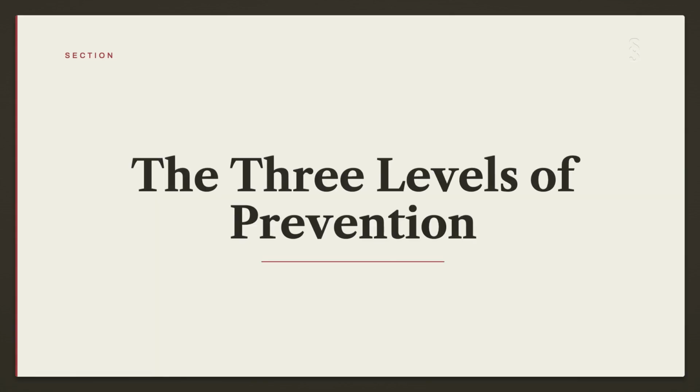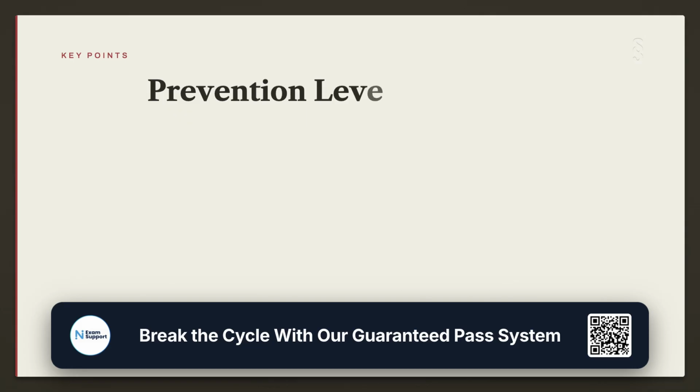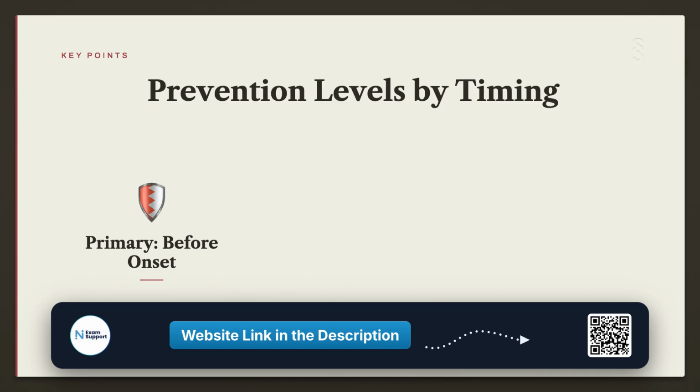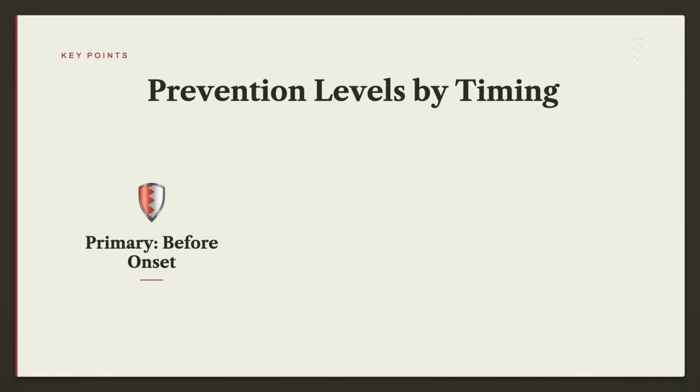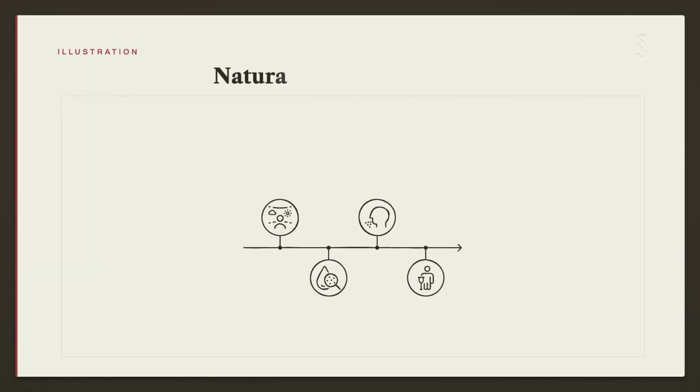Public health organizes every intervention into 3 levels, based on one question: where does the person stand in relation to the disease? That single distinction determines whether an activity is primary, secondary, or tertiary prevention. Primary prevention acts before disease begins, strengthening resistance or removing exposure, like immunization and safety measures. Secondary prevention acts during the silent early stage, using screening to catch disease before symptoms appear. Tertiary prevention acts after disease is established, limiting disability and restoring function through rehabilitation and management.